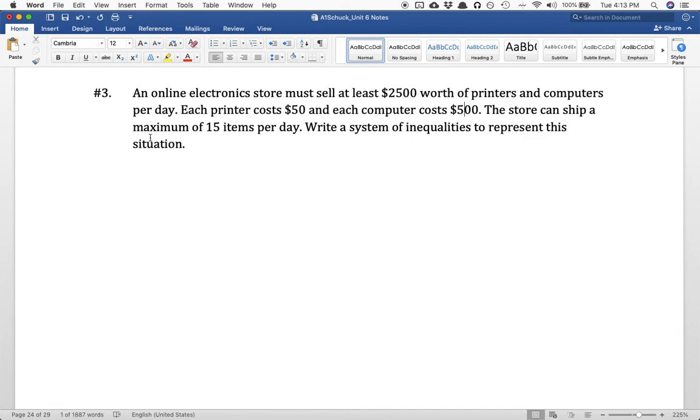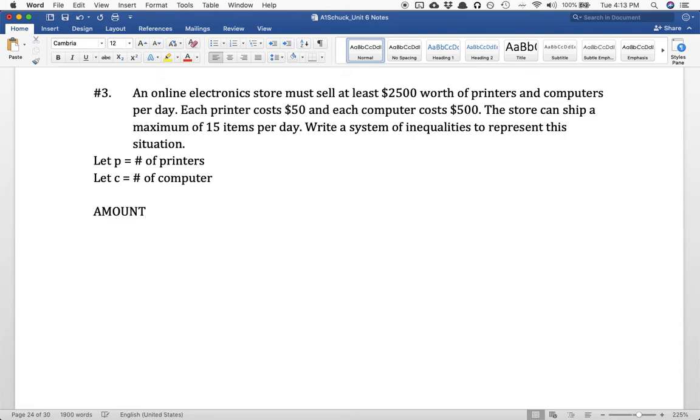The store can ship a maximum of 15 items per day. This is my amount. There's no value associated, not money. There it is. Write a system of inequalities again to represent this situation. So I'm going to let P equal number of printers. Let C equal number of computers. My amount is just going to be 15.